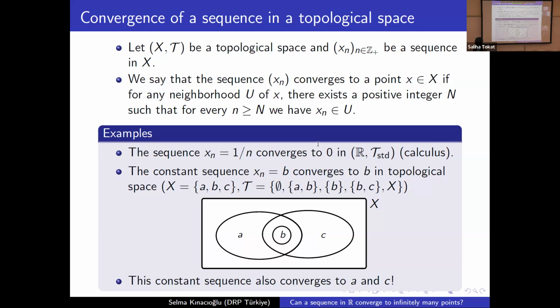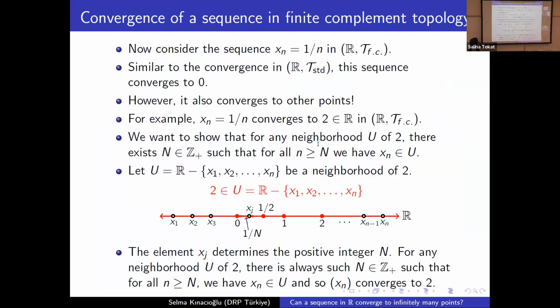To show that, let us consider this example. Let us consider 1 over n, a sequence. My claim is that 1 over n converges to 1 or to 2, 3. To prove that, let us define this sequence in a finite complement topology.